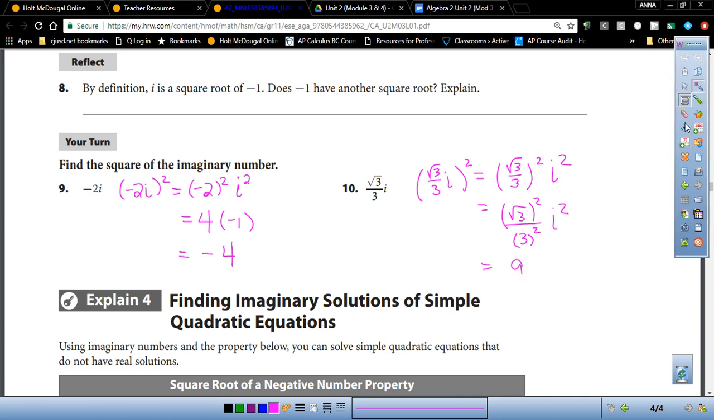Sorry, that's a big mistake. Big oopsie. Radical 3 squared is the square root of 9. And what is the square root of 9? The square root of 9 is 3. 3 squared is 9, and i squared is negative 1. I simplify this fraction to get negative 1/3.